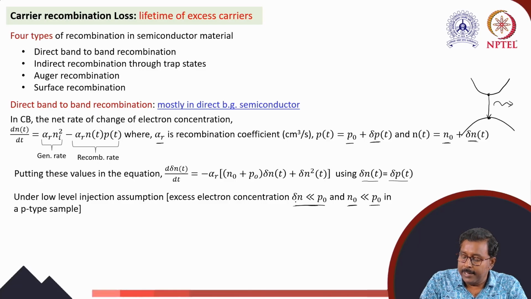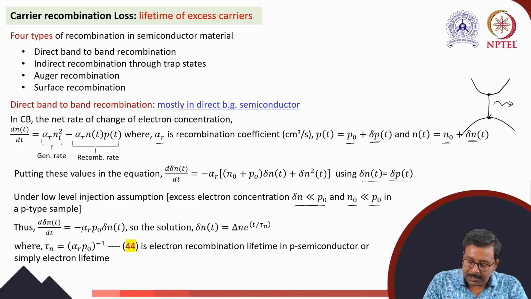So excess delta n will be less compared to the majority carrier concentration. Also the equilibrium minority carrier concentration, that is electron, is much less than hole concentration. If you apply these two assumptions, and also if you expand by putting the values of n and p as n0 plus delta n and p0 plus delta p, and if you multiply these terms, you can get this expression.